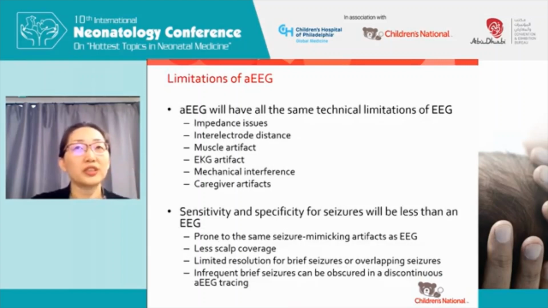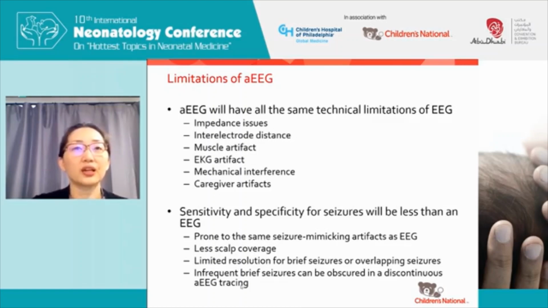AEG will have all the same technical limitations of the EEG. You do need to know about impedance and how to minimize impedance to get good electrical conductance. You need to know about interelectrode distance and how placing them too far or too close together will affect the amplitude of your AEG and EEG. Muscle artifacts, EKG artifacts, even just approaching the bedside can create magnetic and electrical artifacts that then translate to not just the EEG, but also the AEG tracing.